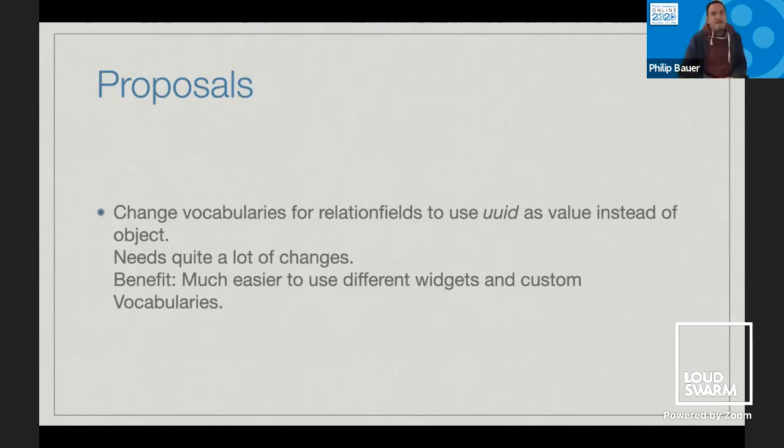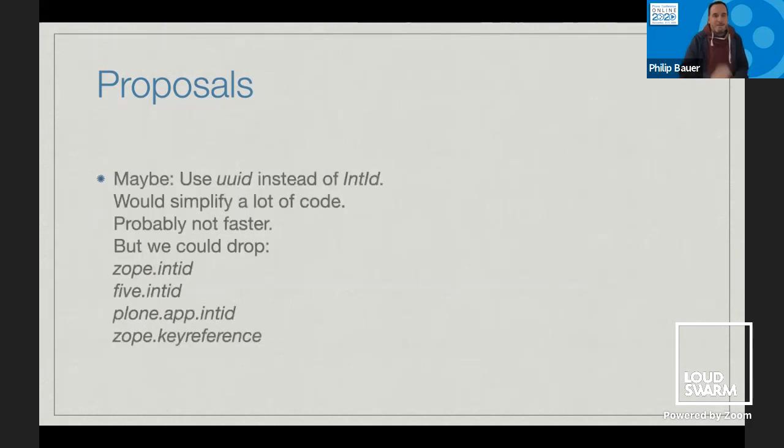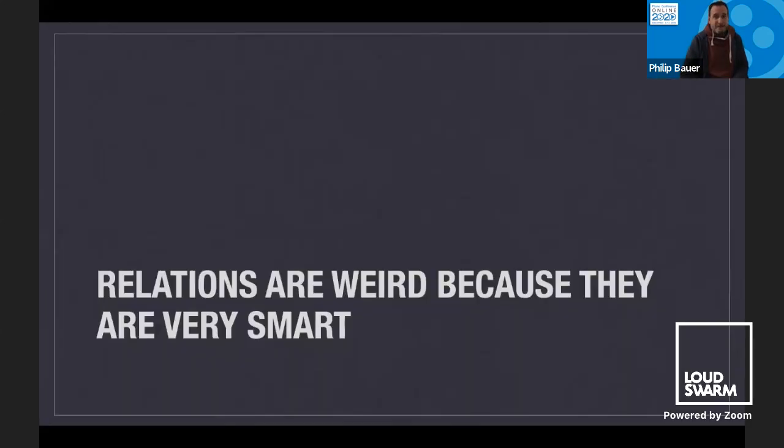Use UUID instead of an object, which requires some changes but makes it much, much faster to create vocabularies. And the third would be maybe to use UUID instead of int ID, because then we could drop ZOP int ID, five int ID, Plone app int ID, and ZOP key for reference, because this is the only reason we use these four packages for. And finally, relations are weird because they are very smart and actually smarter than us.